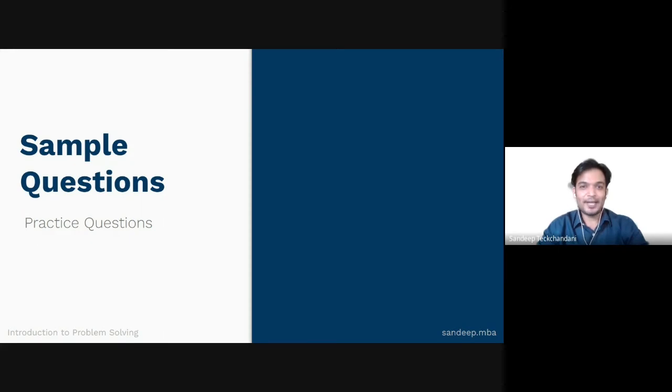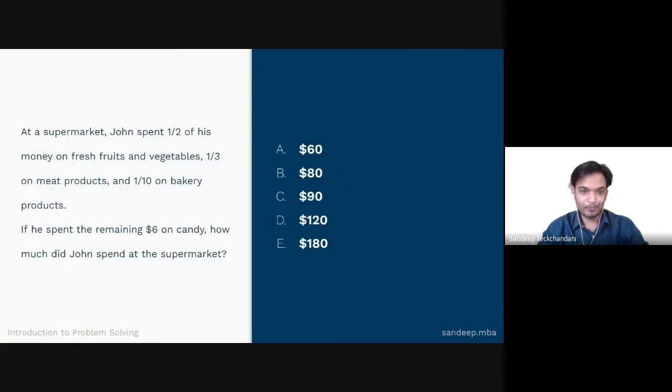In the following slides, we will go over some sample problem solving questions. I have taken questions from each of the 3 modules. The modules are arithmetic module, algebra module, and the geometry module.